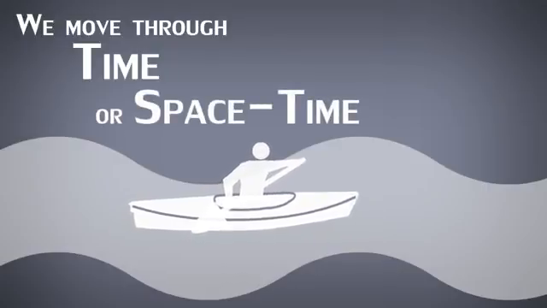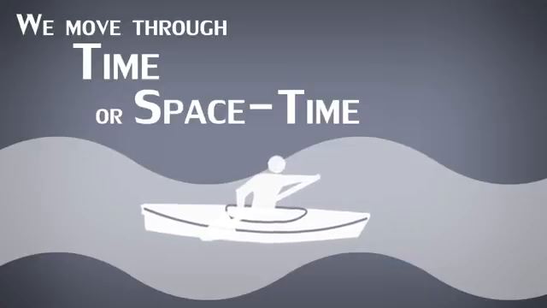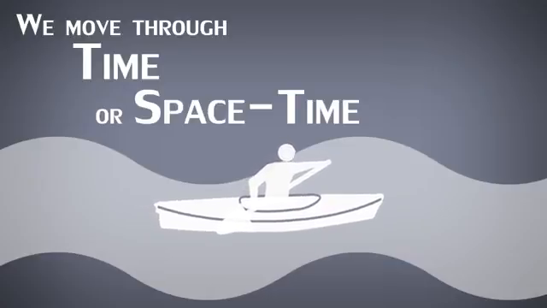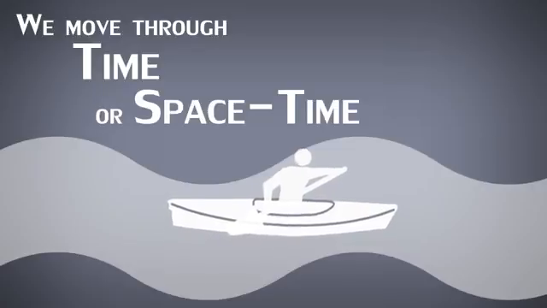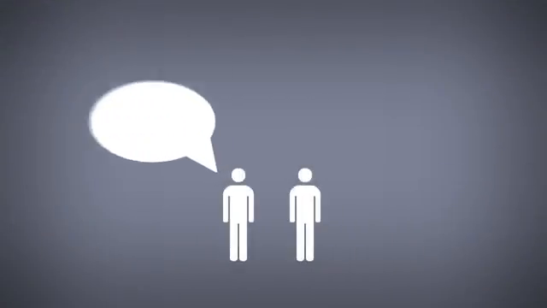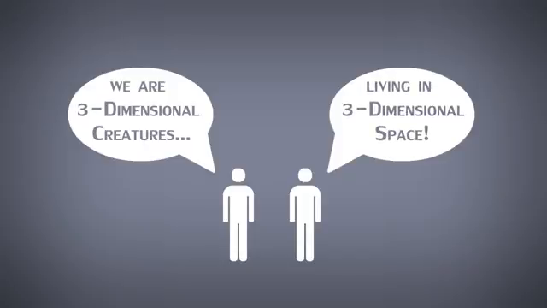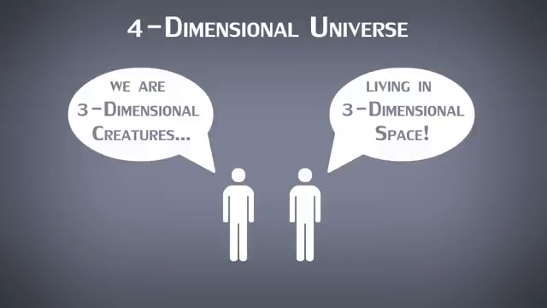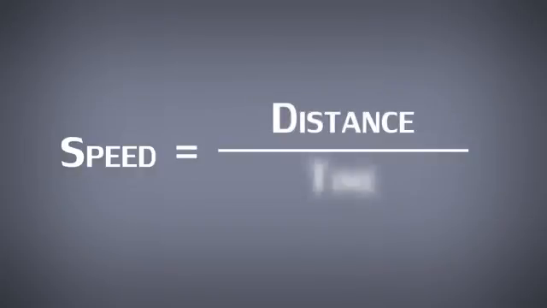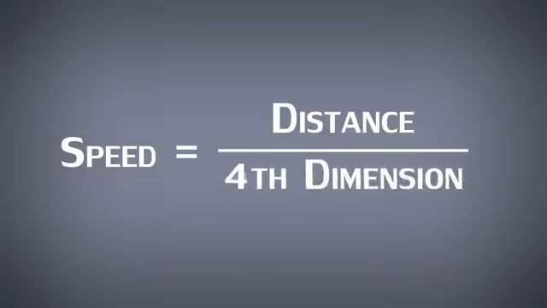Time is the current that allows things to happen, and at every instant, time flows forward, carrying us into the future. So one could say that we are three-dimensional creatures living in three-dimensional space who exist and interact in a four-dimensional universe. So just remember that when you are using the basic equation, speed is equal to distance divided by time, you are not just dividing by some variable called time, you are actually dividing by the fourth dimension.